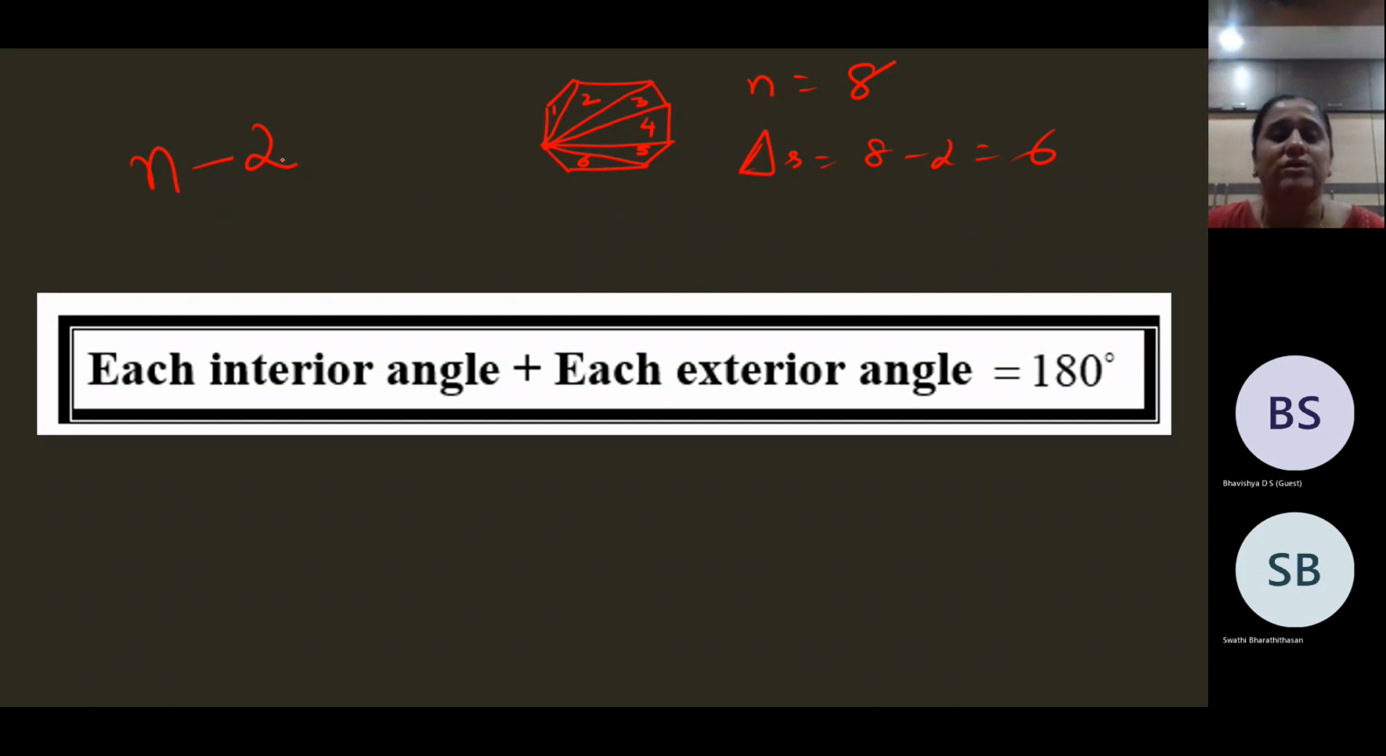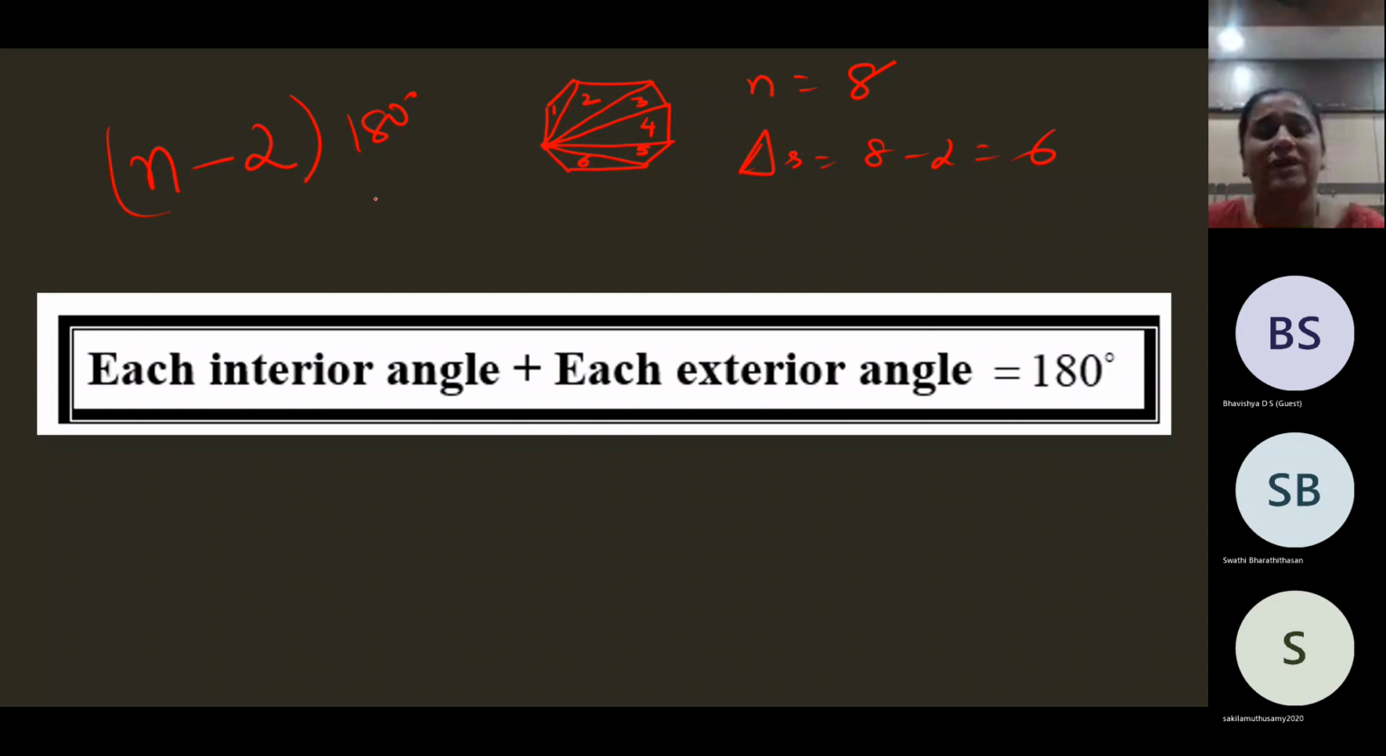So many triangles are formed into 180 degrees. Why into 180? Because the sum of all the angles in one triangle is 180 degrees. So in n minus 2 triangles will be n minus 2 into 180. The sum of all the angles in one triangle is 180 degrees. Then in n minus 2 triangles will be n minus 2 into 180.